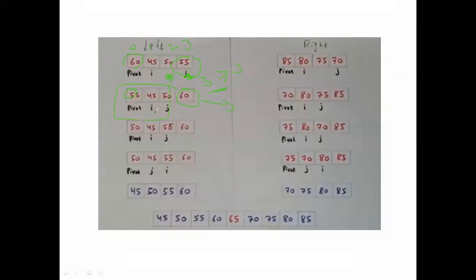Now we take again pivot, i, j. In the same way, you have to continue the process until all the elements are sorted, left part and right part. Okay, clear? Any doubt? Okay, someone write a message here. Okay, just now we analyzed the algorithm.